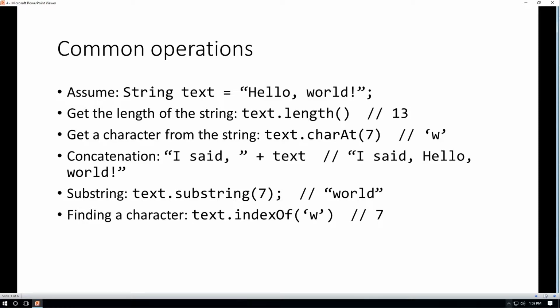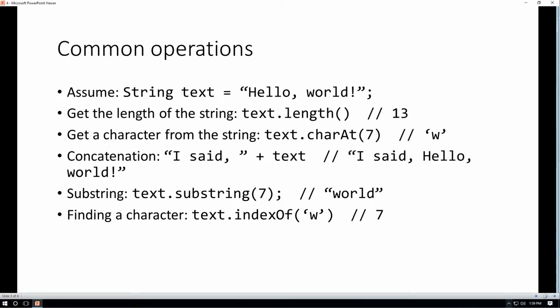Substring operation is one whereby we start at a particular character and then grab either all the remaining characters or, in a different form, a limited number of characters, and pull out a new string that is generally smaller than the original string. For example, here we say substring starting at index 7, and we would get all the remaining characters from text. So we would get the word world.